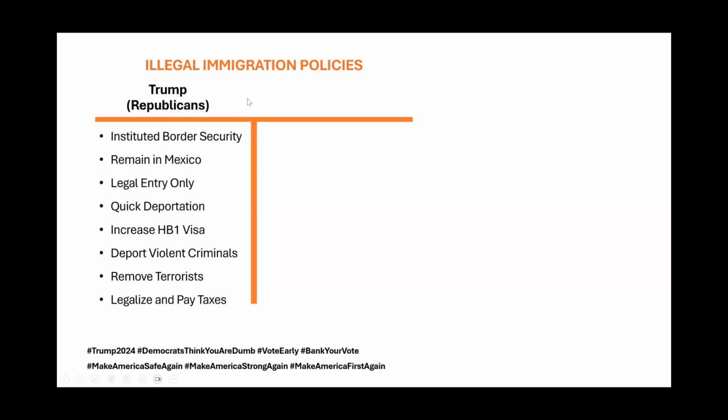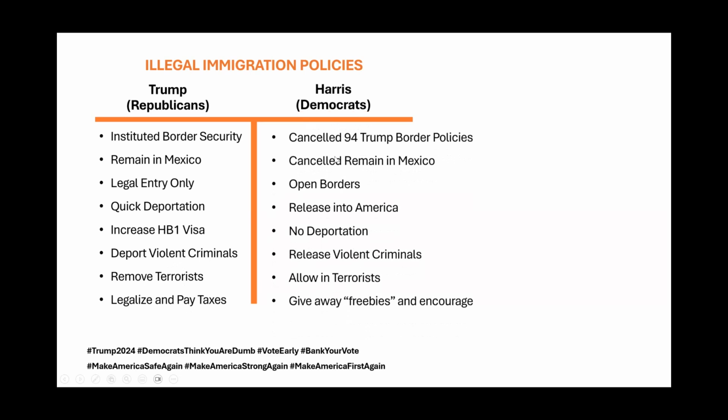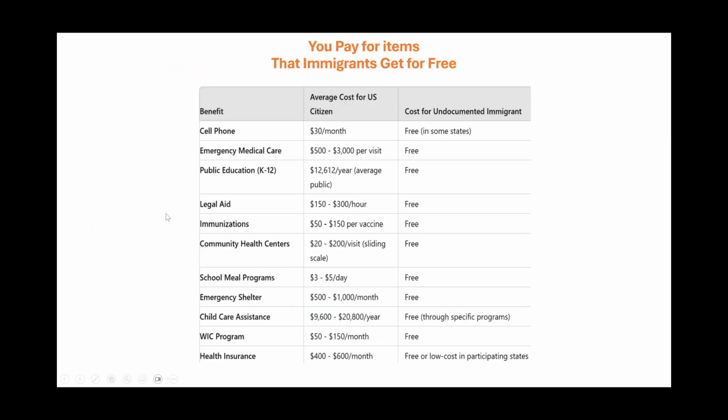Under the Trump and the Republicans, many of the policies we believe in: border security, remain in Mexico, legal entry, quick deportation, deport violent criminals, remove terrorists, legalize and pay taxes. Harris and the Democrats immediately canceled 94 Trump border policies, canceled remain in Mexico, open borders, release. These are policies. These are beliefs. They're different. Which one can you choose? Depends on where you fall, but a lot of these in terms of increased border security.